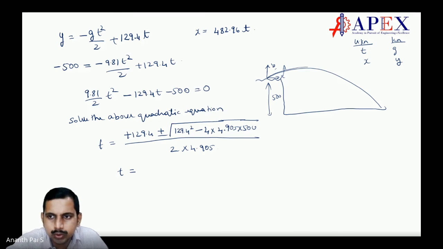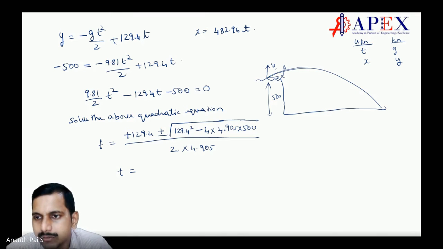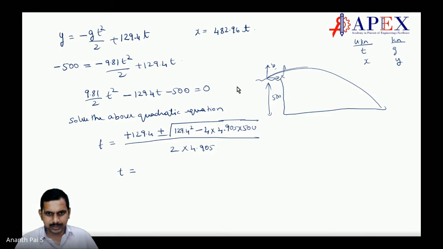What is known here? Known are g and y. Observe here. g and y are known. t and x are not known. Let us first find the time taken for the projectile to go from here to here. Then we will find x, because to find x you need to know the time, correct? Make sense? You will get two values for t. What are the two values?